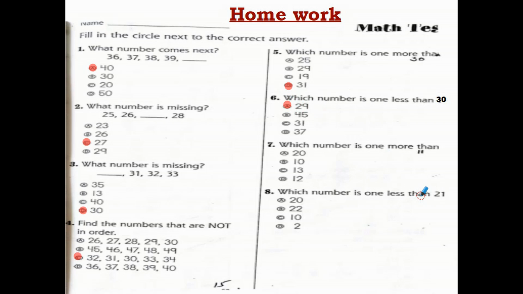Good. Which number is 1 more than 11? That is 12. Again, you add 1 to 11. Lastly, which number is 1 less than 21? You subtract 1. It becomes 20. These are your answers. So try to take corrections and relate your answers with this one. So let's continue.